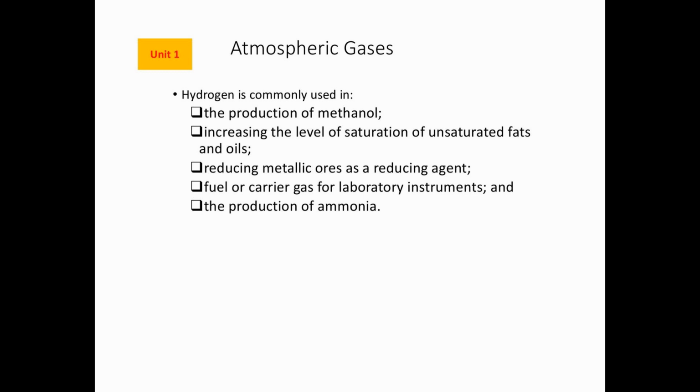Now, it can be used as carrier gas. It's not popular, but you can use it because it provides a shorter runtime and faster analysis. For some safety concerns, we're going to talk about it in the next few slides. We try to minimize the use of hydrogen as a GC carrier gas. It can also be used for production of ammonia.